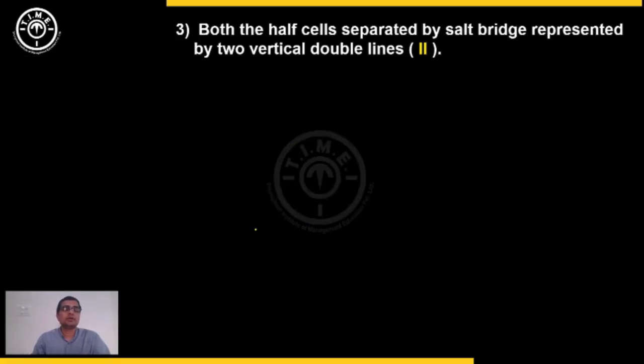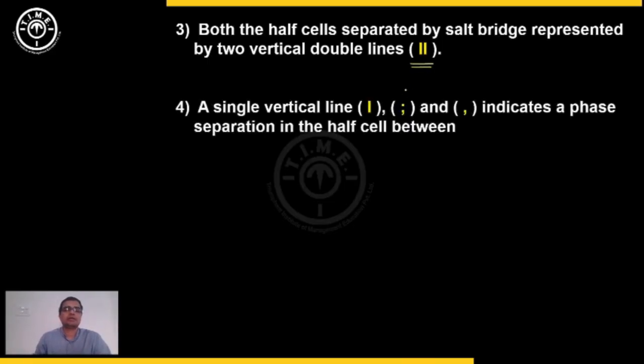Next, both the anode and cathode, the two half cells, are separated by a salt bridge. It is represented by two vertical lines. Next, in the half cells, the phase changes are separated by a single vertical line, or semicolon, or by commas.